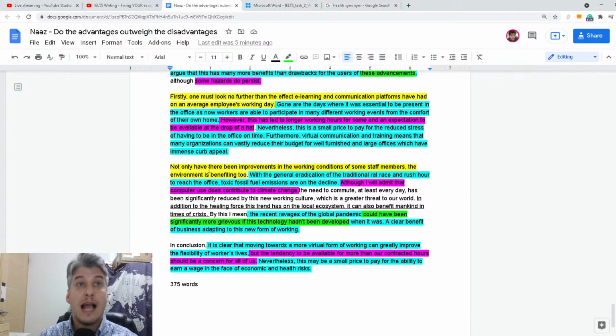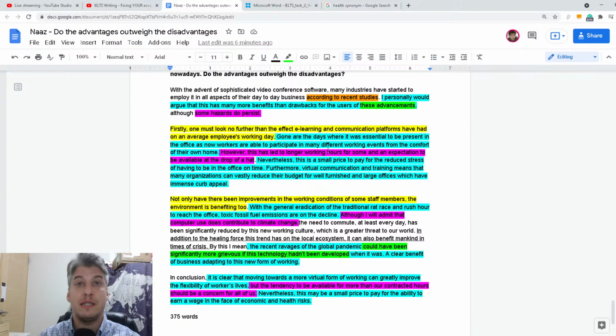So, not only have there been improvements in the working conditions of some staff members, the environment is benefiting too. Okay, so it's my second topic sentence. Now we're going to be talking about the benefits for the environment. With the general eradication of the traditional rat race and rush hour to reach the office, toxic fossil fuel emissions are on the decline. So this is the point that Naz was making about commuting, and the idea that this reduces basically greenhouse gases. So this is a benefit, going back to my thesis.